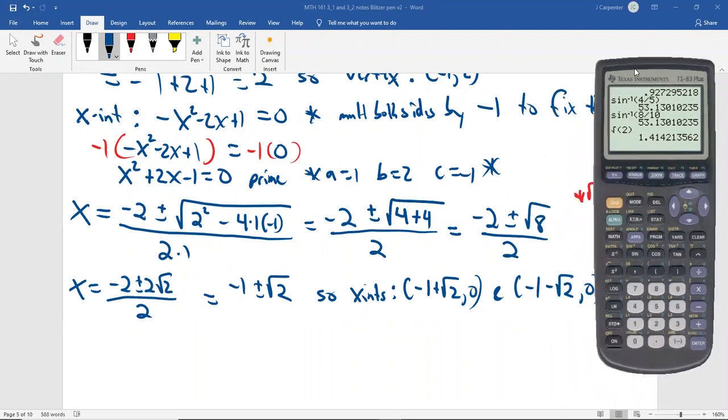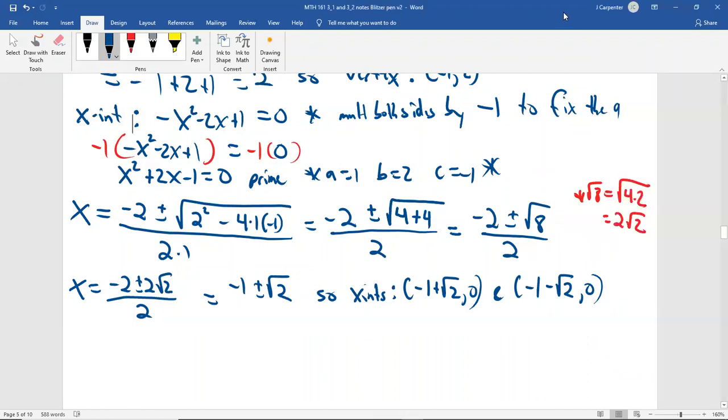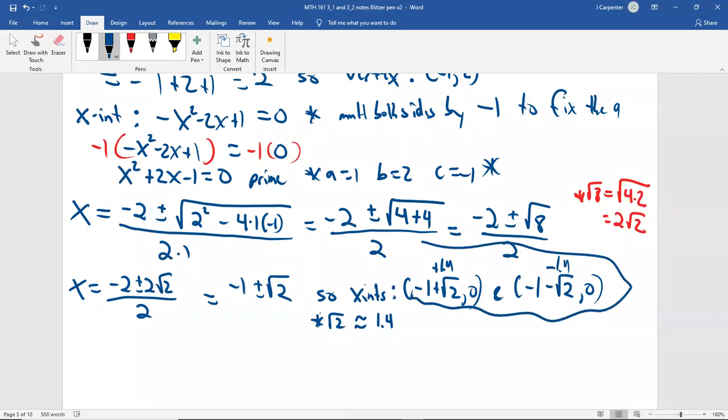So FYI, the square root of 2 is, let's just call that about 1.4. So the square root of 2 is approximately, that's what this means, 1.4, just round it to one decimal place. So this is about negative 1 plus 1.4, which would be positive 0.4. This is negative 1 minus 1.4, which would be negative 2.4. So I just want to have these be approximations, because when I go to graph, that's going to help me graph. The negative 1 plus square root of 2 is the actual answer. Do not put the intercepts being what I'm about to write in your math lab. That's wrong. These are the x-intercepts, but we're going to need approximations for plotting them.